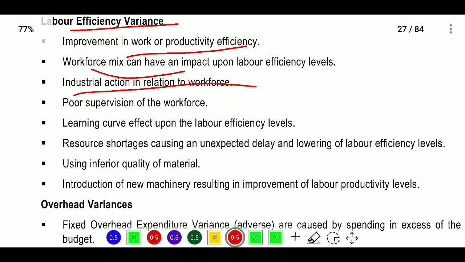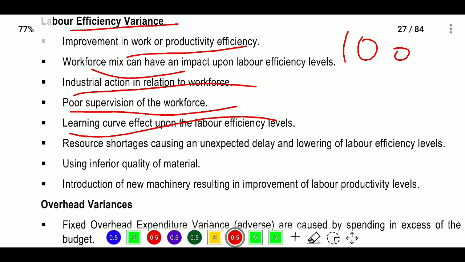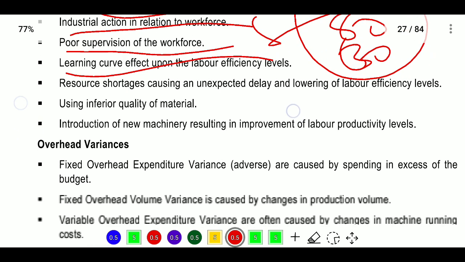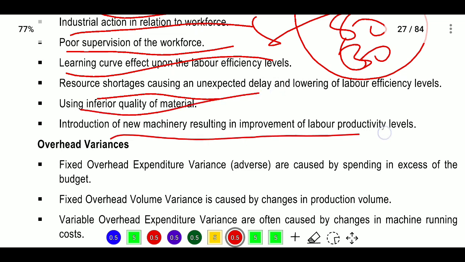Next, industrial actions in relation to the workforce. Poor supervision of workforce. Learning curve effect. Learning curve effect means if you take 100 hours the first time and the second time it takes 80 hours, third time you take 60 hours, in that case your time will decrease for the same quantity. That is learning curve effect. Resource shortages cause unexpected delay and lowering of labor efficiency levels, using inferior quality of materials, introducing new machinery resulting in improvement of labor productivity levels.